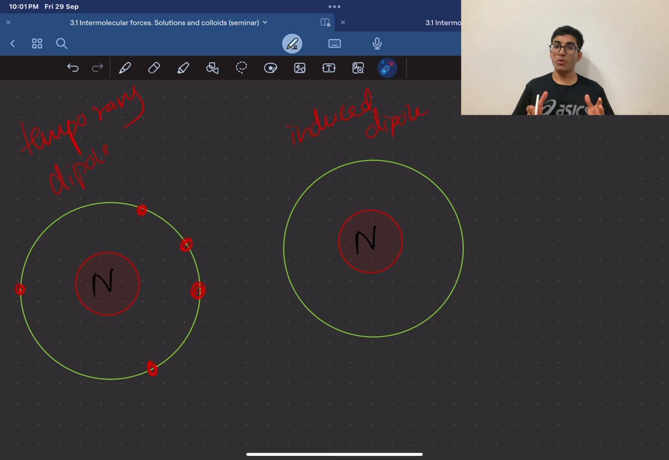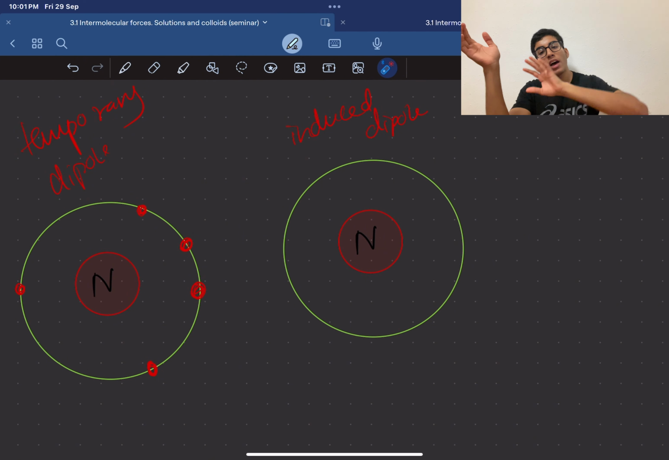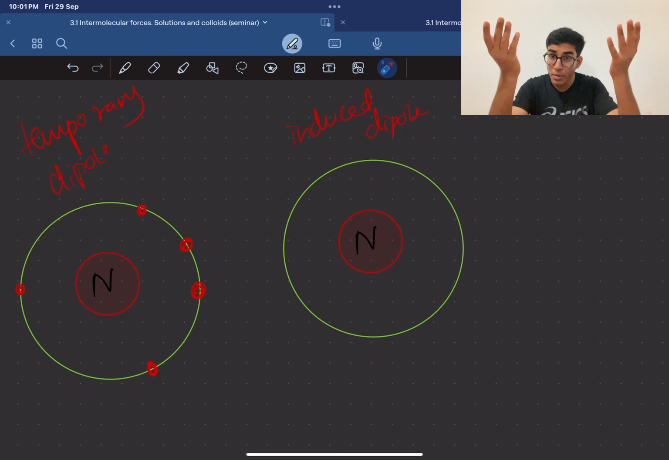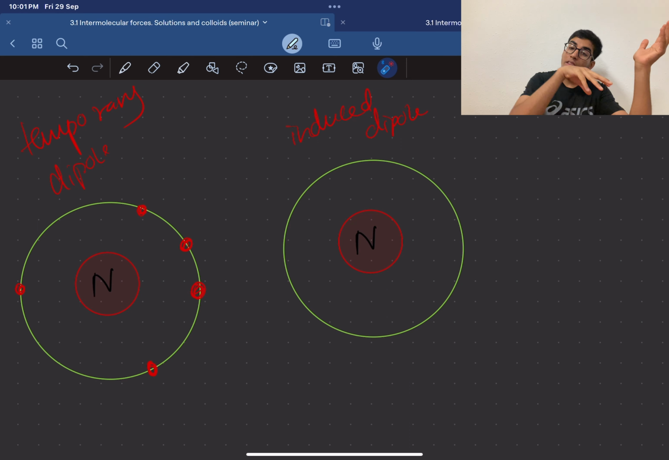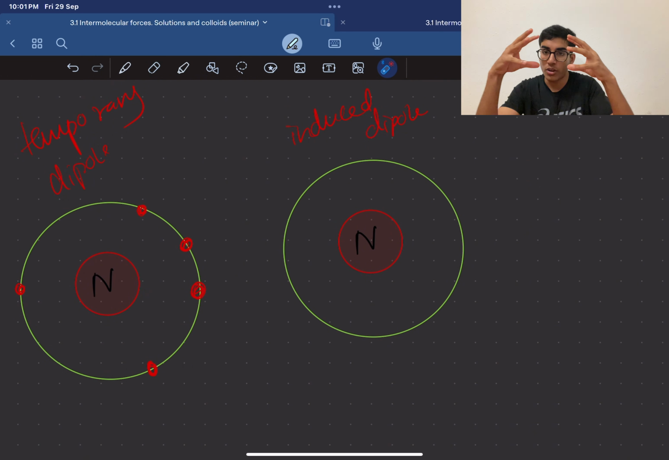That's London dispersion forces. That's how they work. An atom, electrons revolving around the nucleus. At one point, what happens? This side has more electrons than this side. So then there's a charge difference. There's a dipole formed. Because of this dipole, the atom next to it has an induced dipole, and because of that, they're attracted to each other.